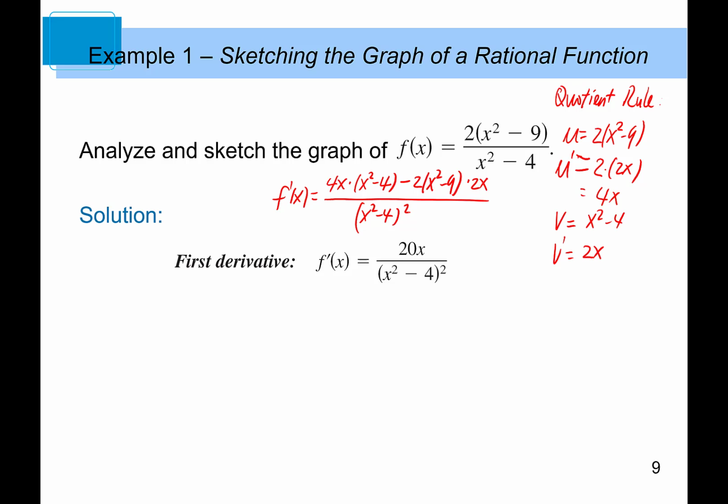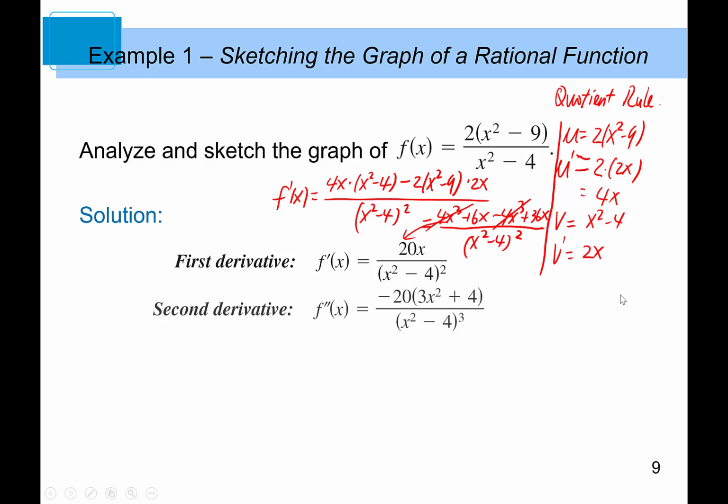Then once you expand it, you're going to get 4x cubed minus 16x minus 4x cubed plus 36x over (x squared minus 4) squared. Now after you cancel 4x cubed here, 36x minus 16x will end up with 20x, and the denominator being the same, (x squared minus 4) squared. Alright, so that's the first derivative.